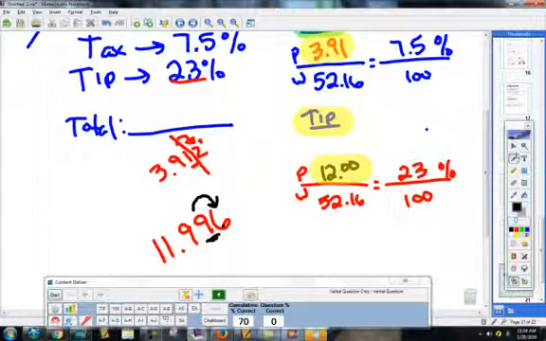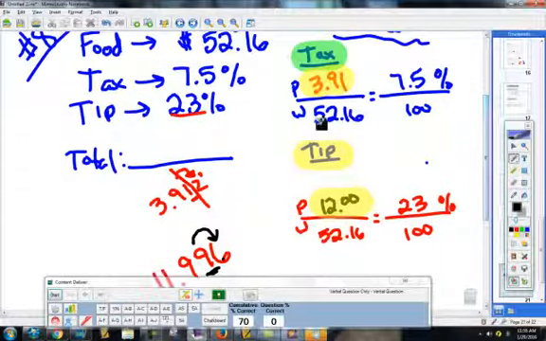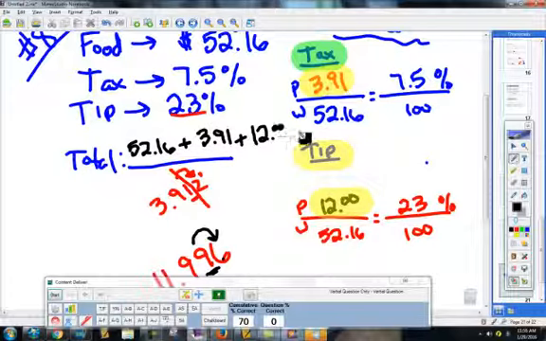Okay? Well, now I've got to figure out my total bill. If I know that my food cost $52.16, and I know that my tax is $3.91, and my tip was $12, I'm going to add all those 3 things up, and that's how I'm going to get my total price, or my total cost, which is $68.07, right? Yes. Is that right? Yes.